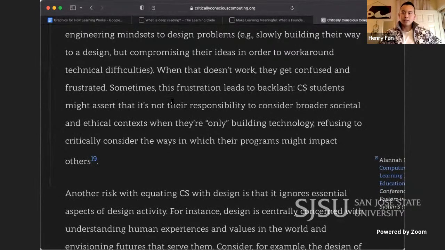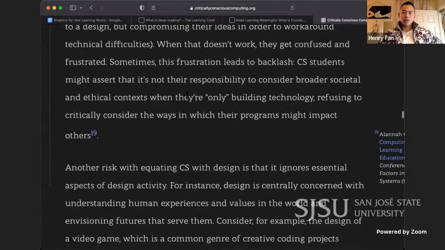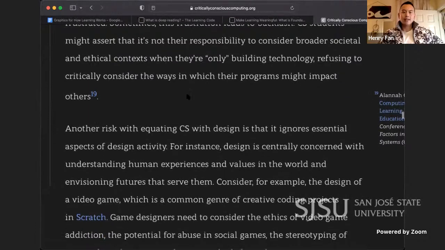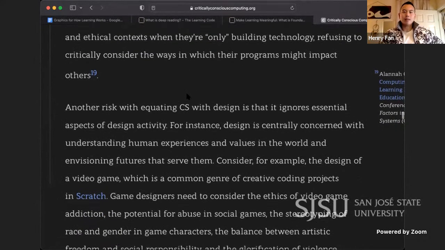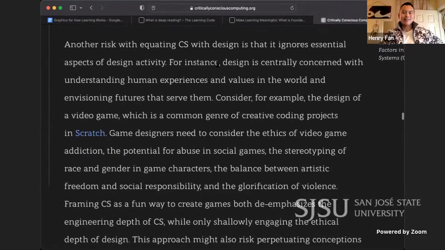Sometimes this frustration leads to backlash. CS students might assert that it is not their responsibility to consider broader societal and ethical contexts when they are only building technology, refusing to critically consider the ways in which their programs might impact others. Boy, do we see that coming to life in modern Silicon Valley and the broader techosphere.